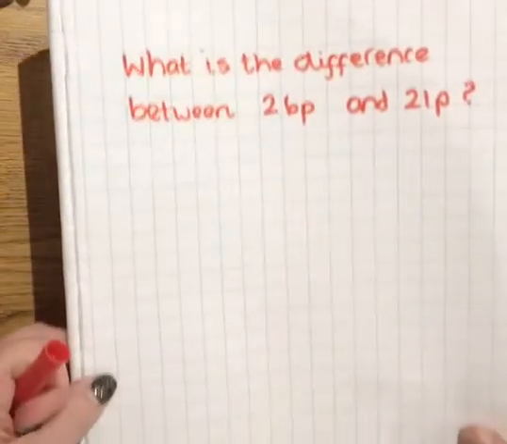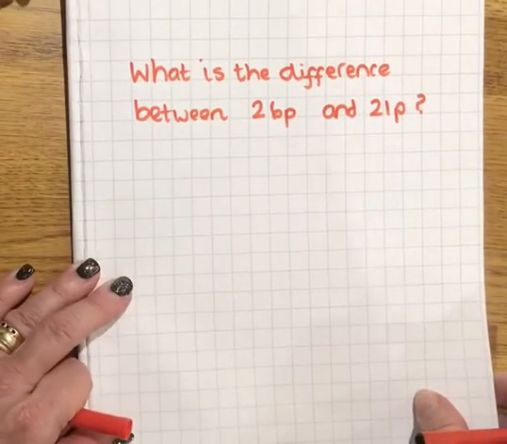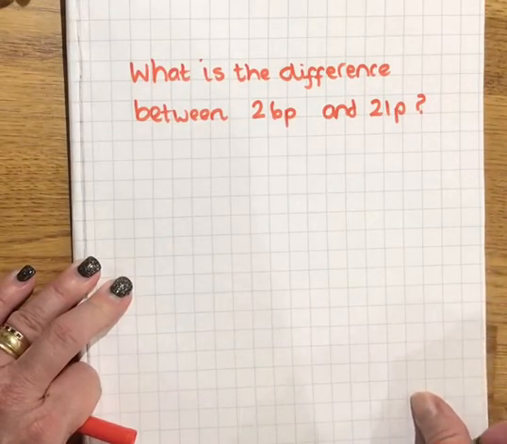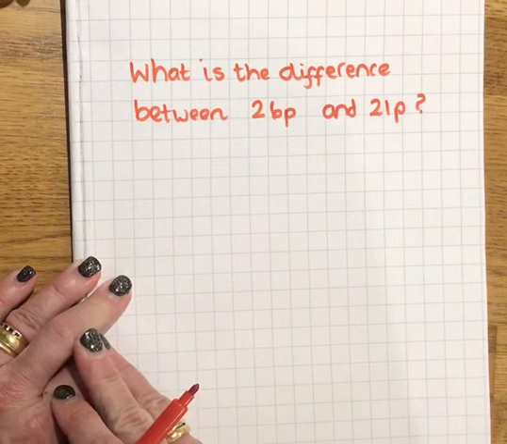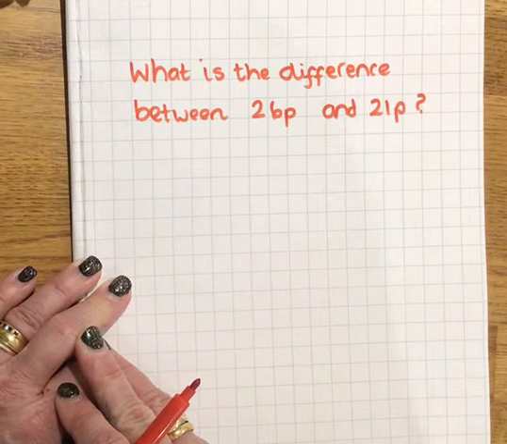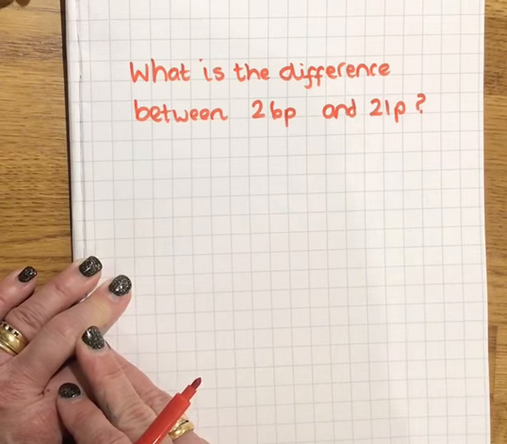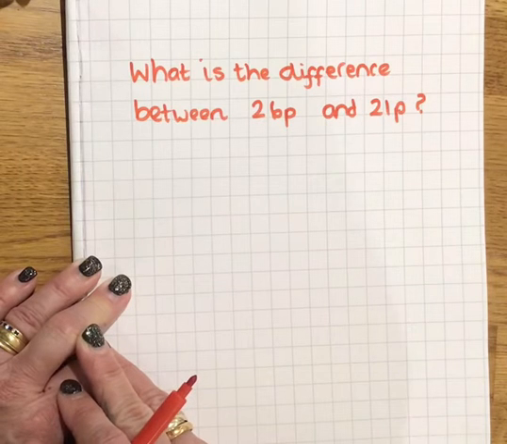So let's have a look at this question here. What is the difference between 26p and 21p? Now, I know that if I asked children in class, I'd get, there's more ones in 26 than there is in 21. We use different coins to make them. And in some ways, those would be right.